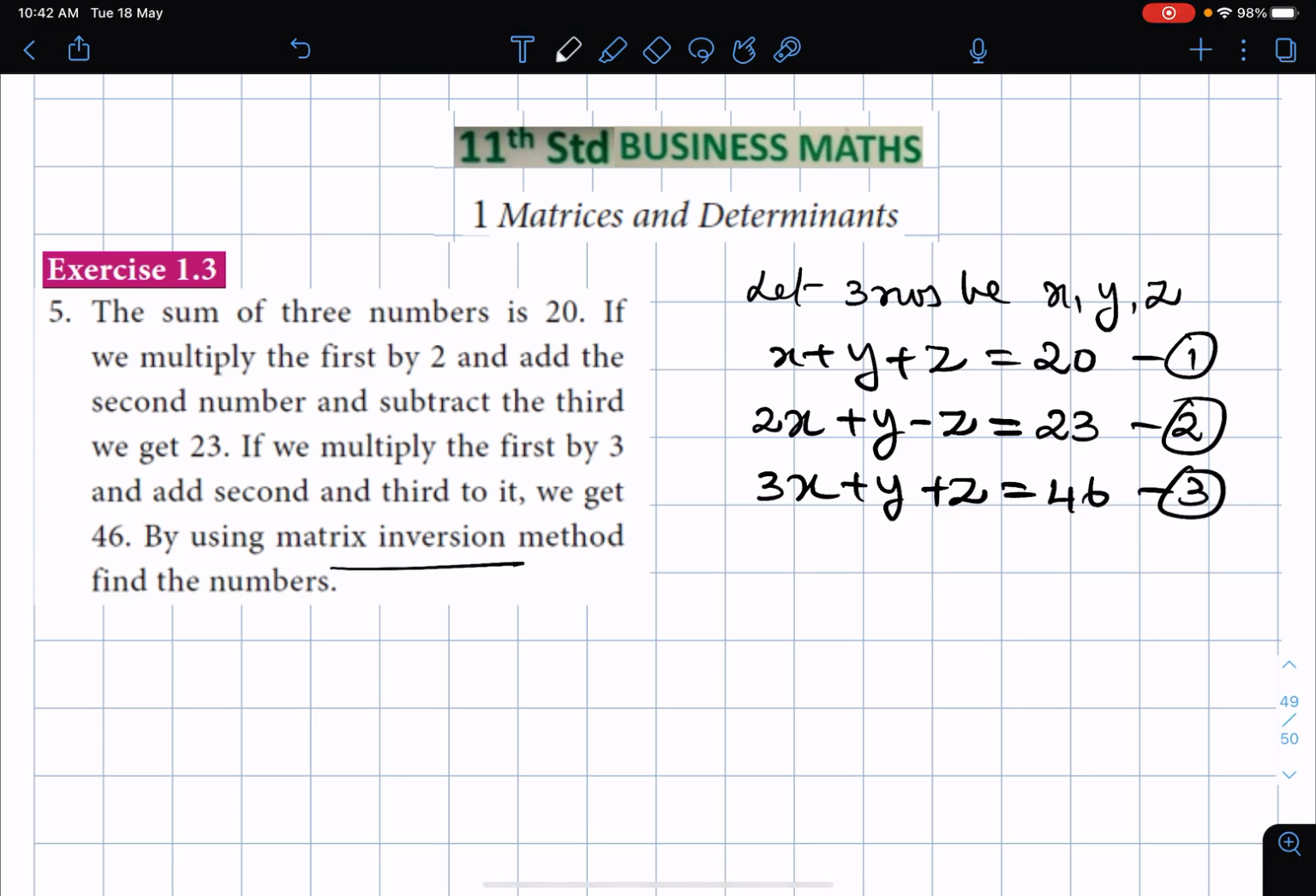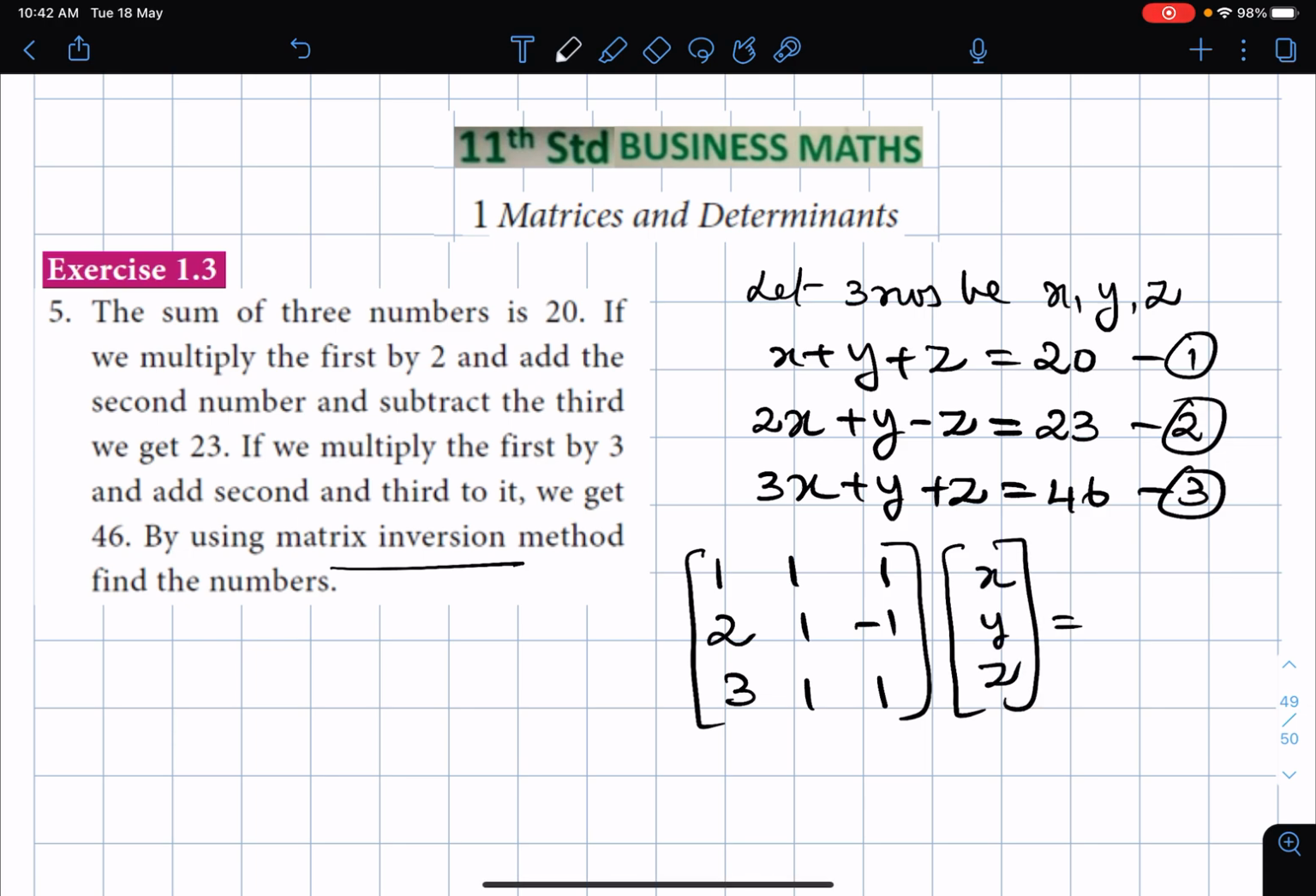Now using matrix inversion method, you are going to find the numbers. Now we shall form the matrix. What is the matrix here? 1, 1, 1, 2, 1, minus 1, 3, 1, 1. And this is our A. What is our X, Y and Z, the three unknowns. And our B is going to be the right hand side constants 20, 23 and 46. This is nothing but AX equal to B.